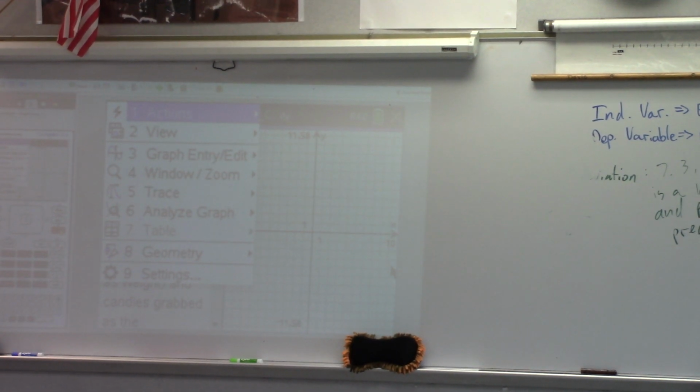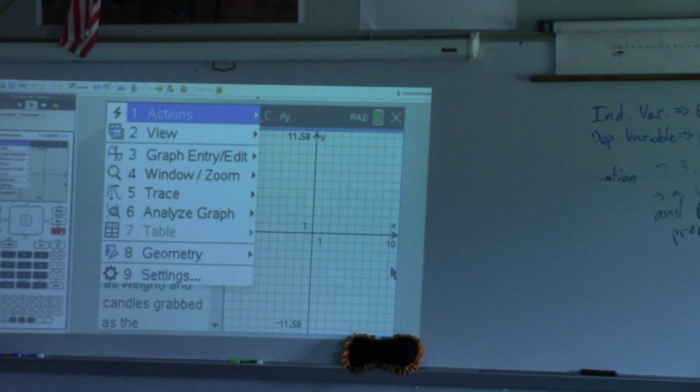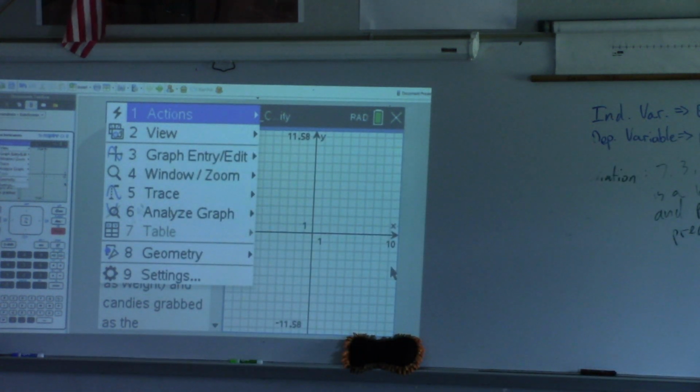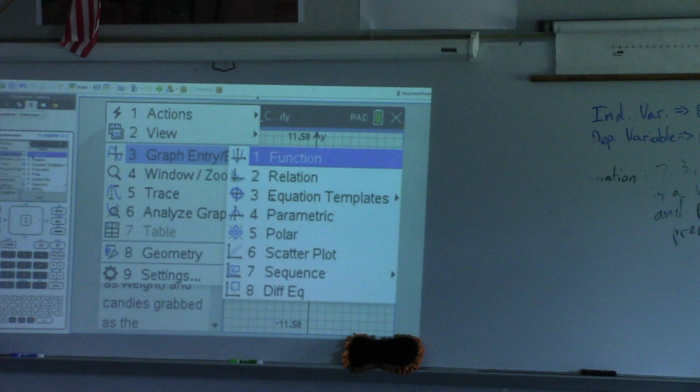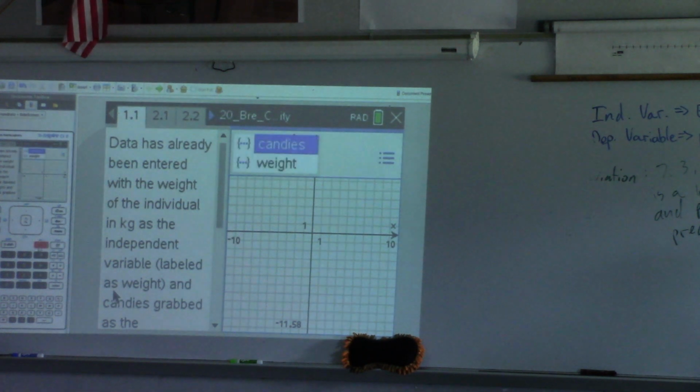So go to graph entry/edit, go to your scatter plots. And then you type in your independent variable is X and your dependent variable is Y. Okay, so you're going to hit X and Y? No, you have to look at the question and type in the actual word. Do you have to type in the words? No, remember, what single button can I press to access my variables? The VAR variable allows me to find the variable.